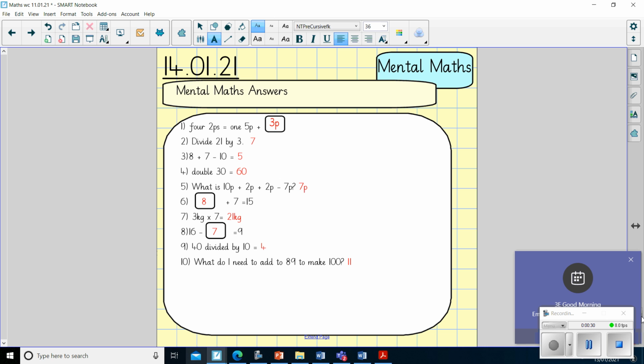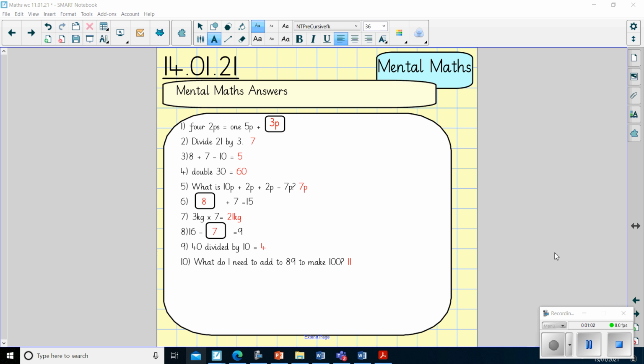Okay, so hopefully you had a chance to go through each of those questions. On the board in red you can see the answers. So question number 1, 4 2pences are the same as 1 5p and 3p. Question 2, divide 21 by 3. The answer is 7.